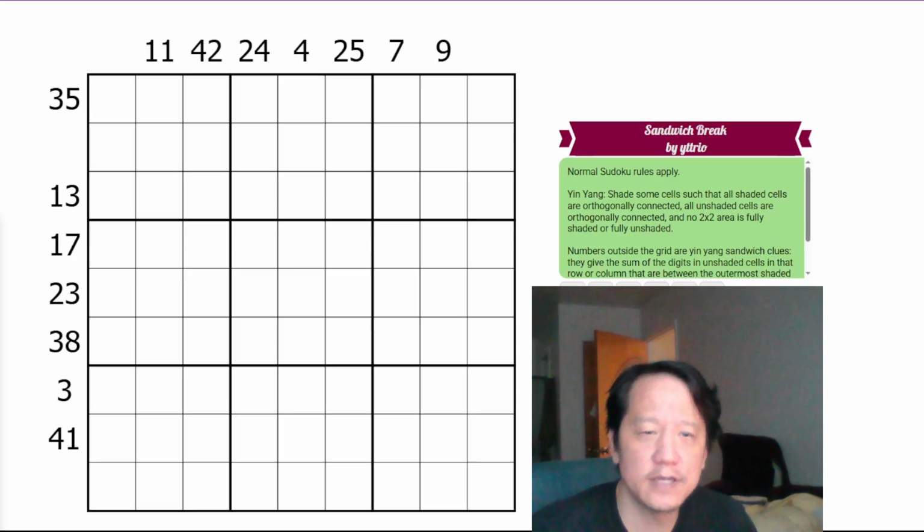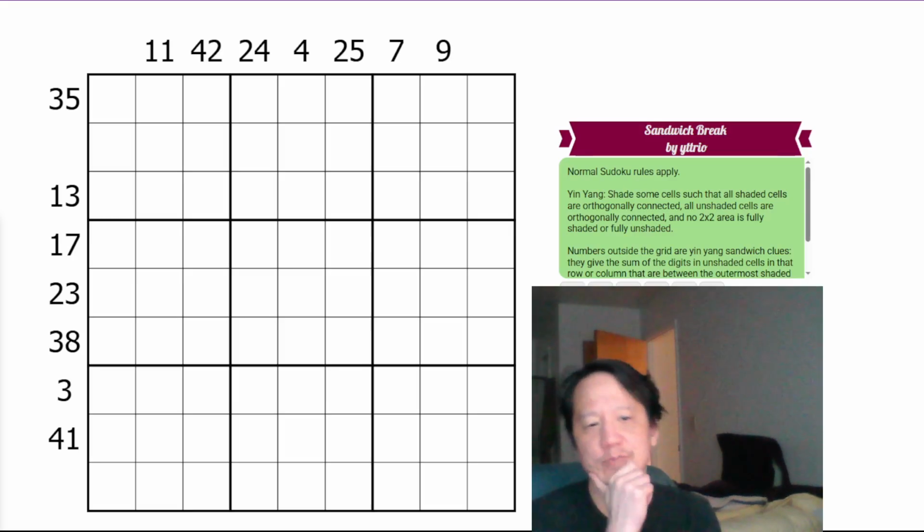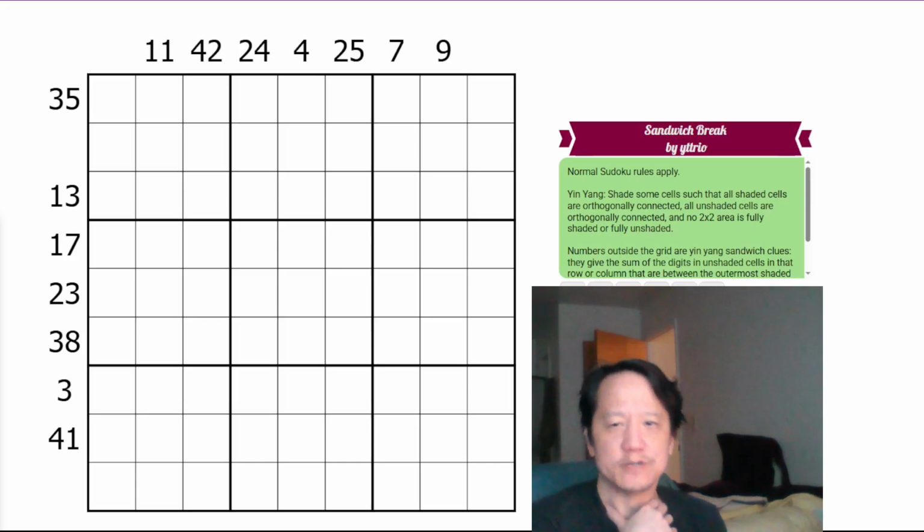And take that easiness with a grain of salt, because it's considered easy by the people on the Logic Masters Germany forum, and there are a lot of really smart people there. Today's puzzle is called Sandwich Break by Yitrio, and here are the rules.